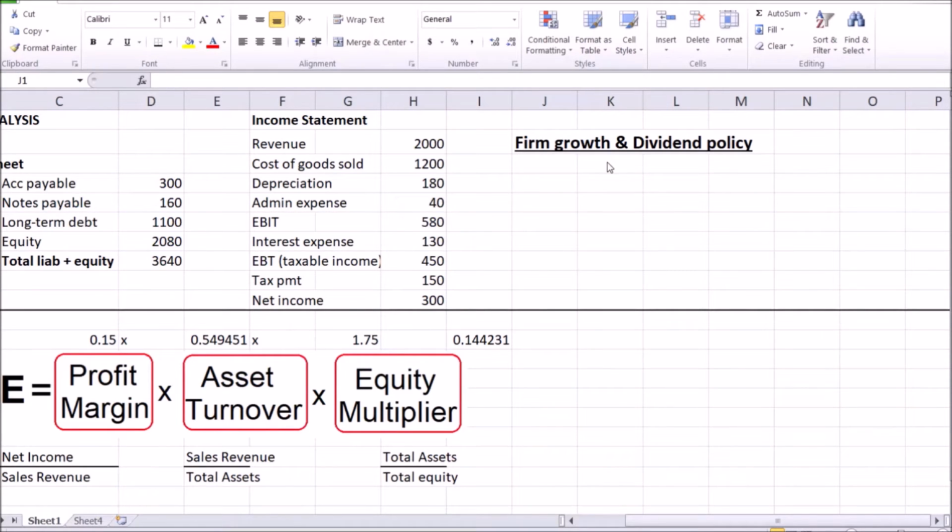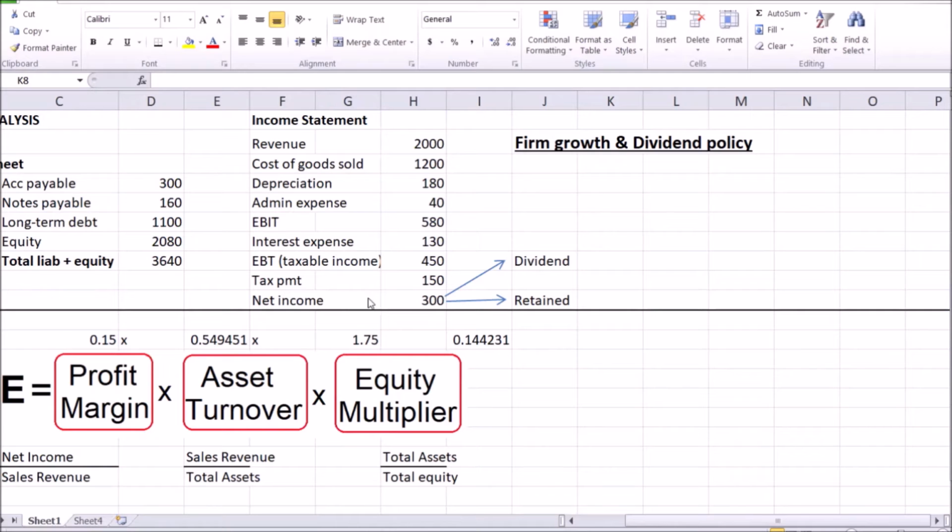How fast can a firm grow and how it depends on dividend policy. For that, of course, we want to introduce dividend policy where the profits of the company, net income, is divided between the dividends paid out to the shareholders and additions to retained earnings, which add to the equity of the company, helping the company grow.